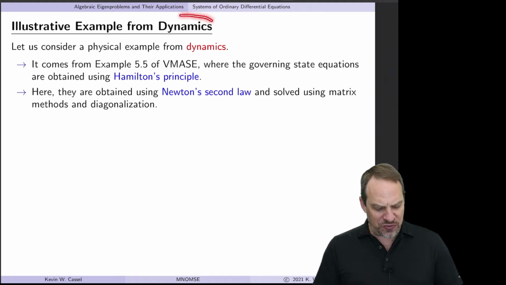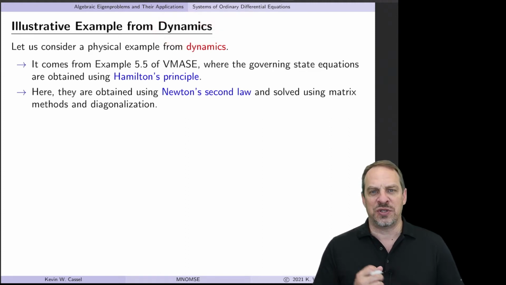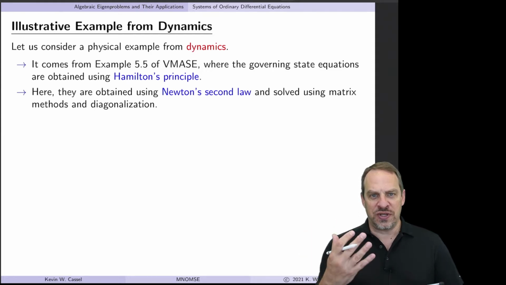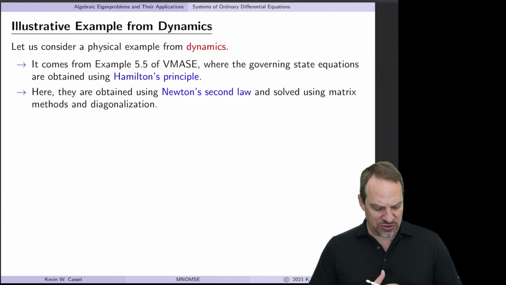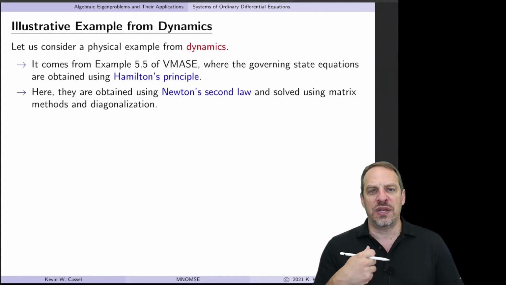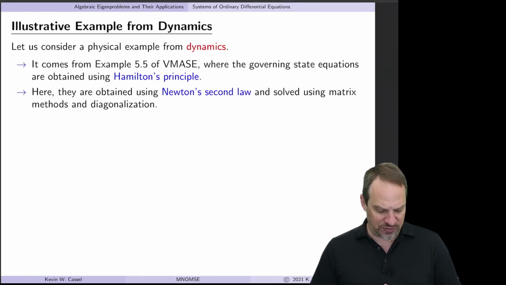So this is an example from dynamics. It's a relatively simple spring mass system, but we're going to use it to pull together some of these ideas that we've been discussing, using the methods we've been discussing as well, and show how they apply in a physical situation. So this is an example that's done using Hamilton's principle in variational methods, and here we'll use Newton's second law to get the governing equations, and then we'll solve it using diagonalization.